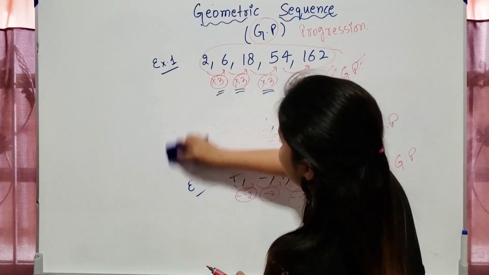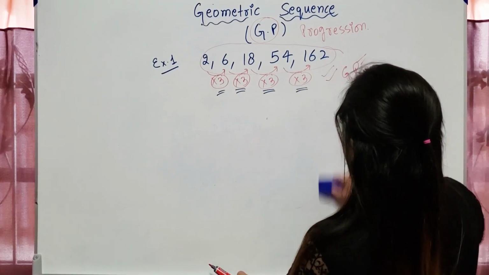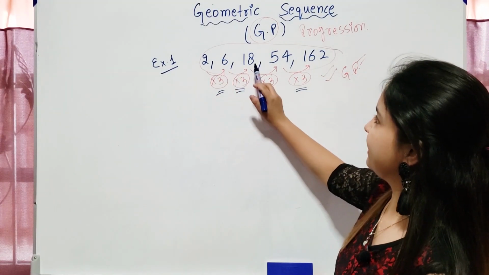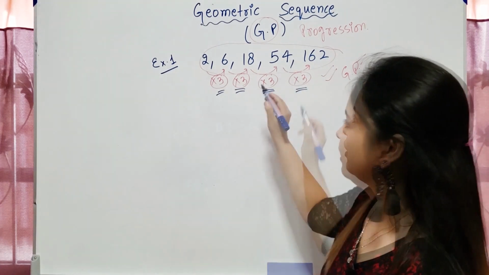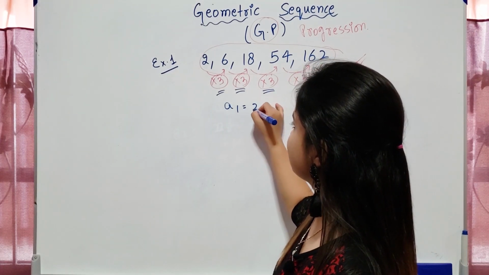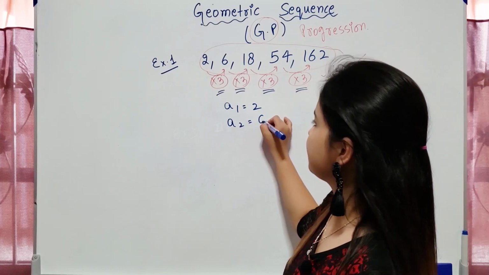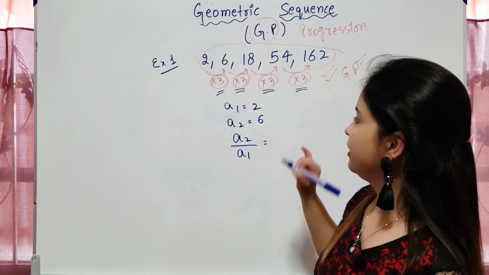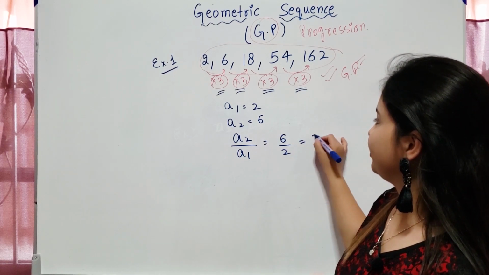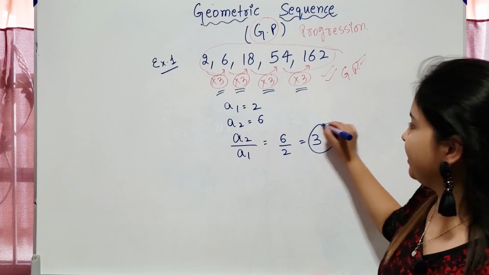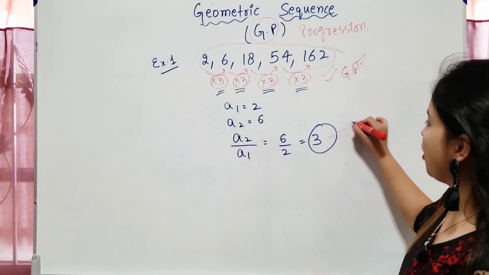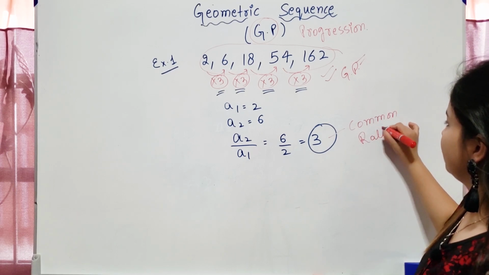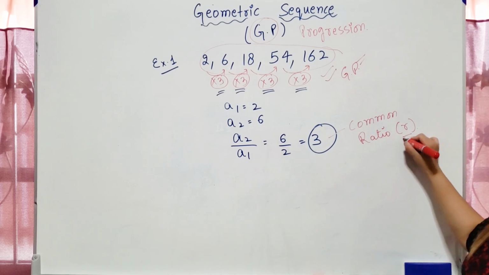Now, let's consider only one example. My first example is 2, 6, 18, 54 and 162. What is the first term? First term is 2, second term is 6. Now when you divide second term by first term, you get 6 over 2, which is 3. Now this 3 is called common ratio, which is denoted as R.